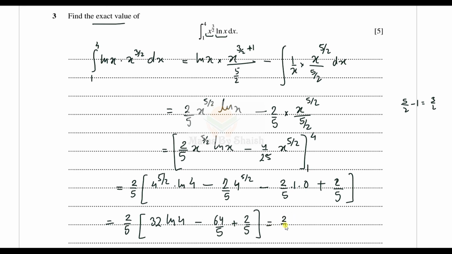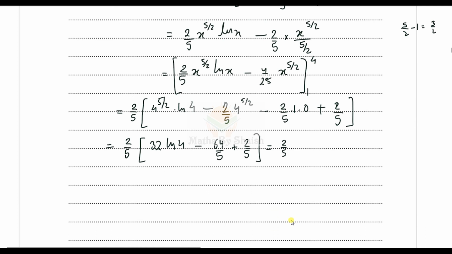Let me scroll up. 2 over 5, and it is 32 ln 4 minus 62 over 5, and then I'll multiply by 2 by 5 here everywhere, so we'll get 64 by 5 ln 4 minus 62 into 2 is 124 over 25, and this is the final answer. I hope it is clear.